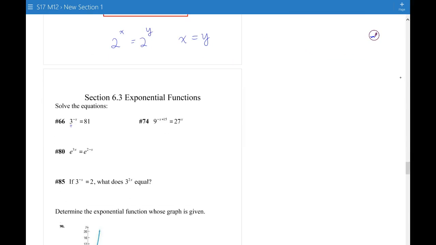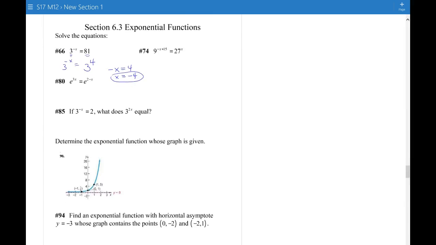Here I see a base of 3, and this doesn't have a base of 3. So I think, is there a way to write 81 with a base of 3? And there is. I can write it as 3^4. Now I can use that property that says the exponents must be equal. So negative x must equal 4, and x must equal negative 4. So that's how I can solve for x. Okay, so then let's do a couple more of these in class together.